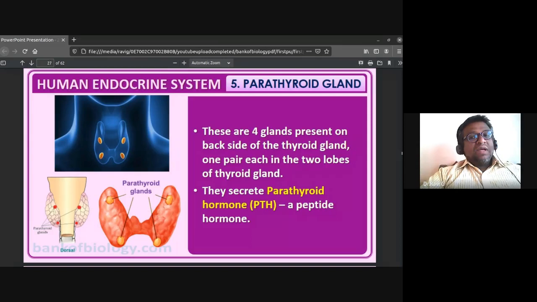Okay. So now, 1 minute, students. Okay. So in today's class we are going to discuss the parathyroid gland. Let me just zoom it up.